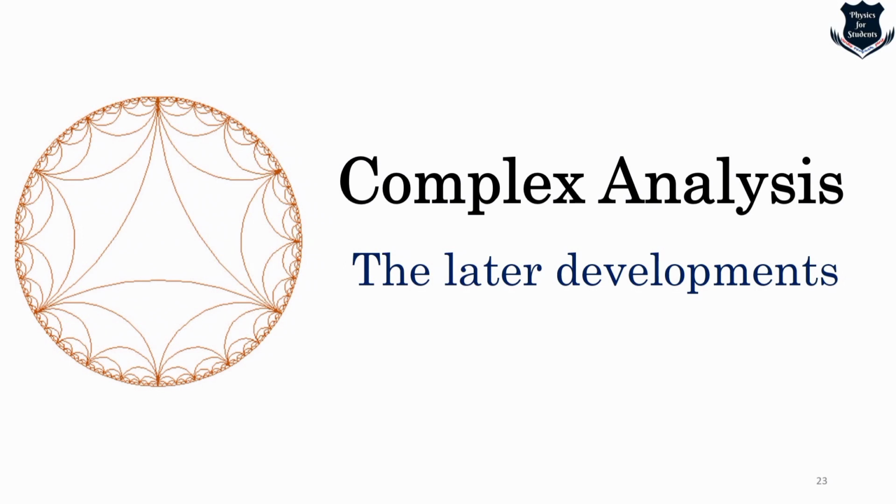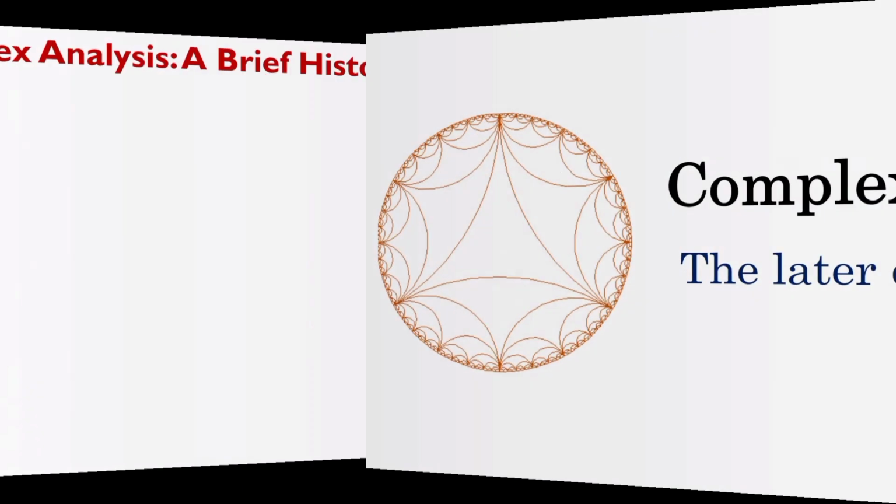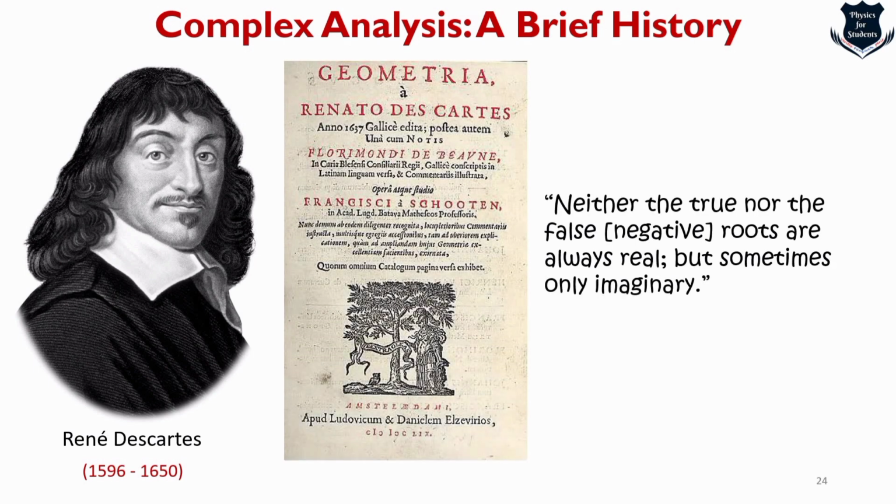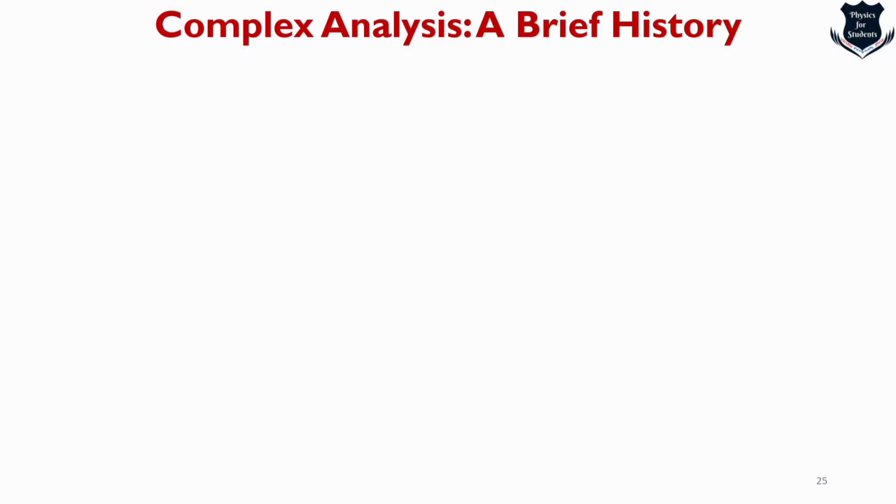So now we will see, after the development of complex numbers and Bombelli's finding of the cubic root x equals 4, what the later developments were in understanding our concept of complex analysis. Here is the famous person, Rene Descartes, who in his book Geometria said that neither the true nor the false negative roots are always real, but sometimes only imaginary. So we are talking of the era between 1596 and 1650, when this great mathematician and philosopher contributed a lot to finding out about complex numbers.